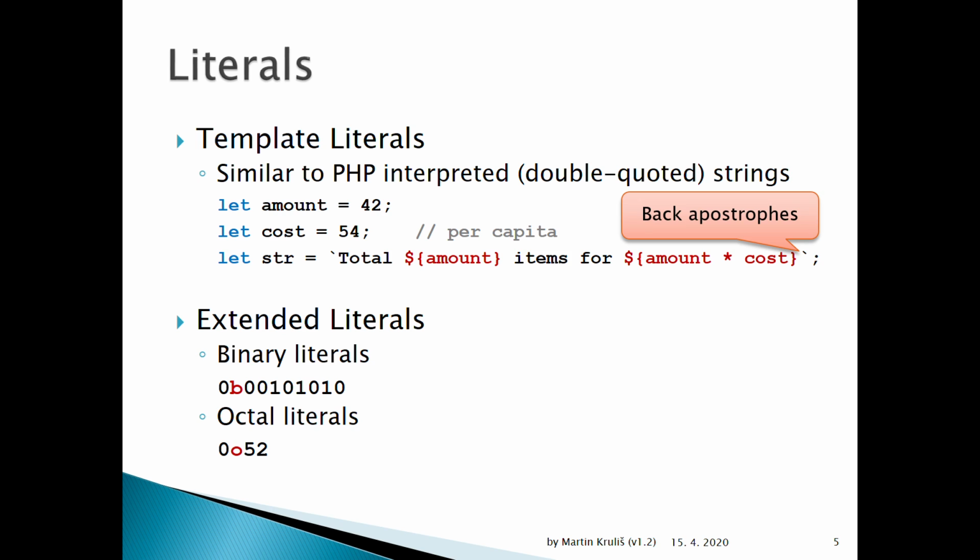This is kind of similar to PHP interpreted, meaning double quoted, strings. It's kind of hard to remember because in PHP we have double quoted strings and here we have back apostrophes. However, the mechanism is mostly the same. Actually, in JavaScript they are slightly more powerful because in the curly braces we can have almost any JavaScript expression, so we can evaluate expressions inside. There are also some other details like extended literals, but they are not that important. The thing is that you can write binary or octal literals as numbers.